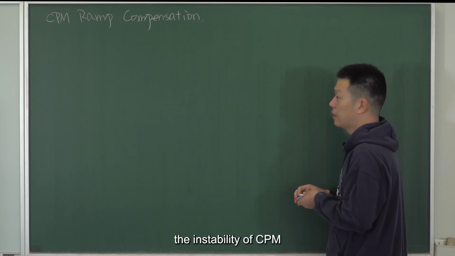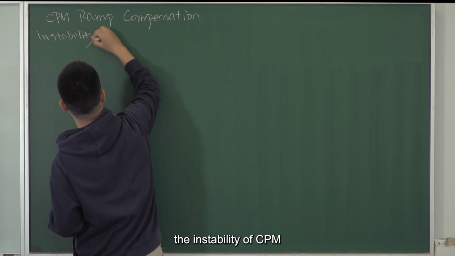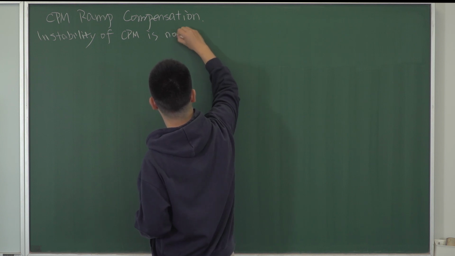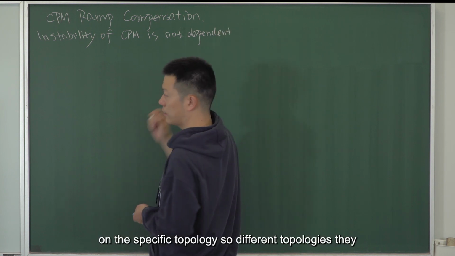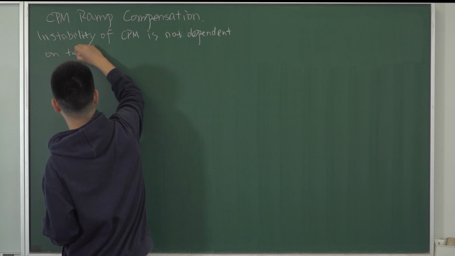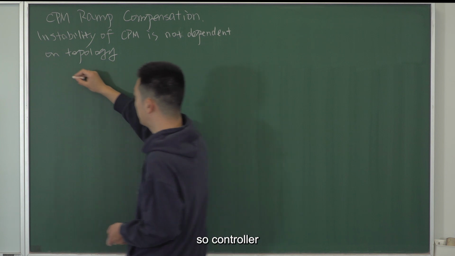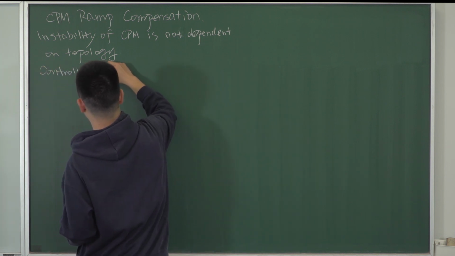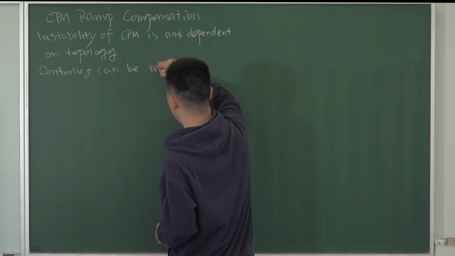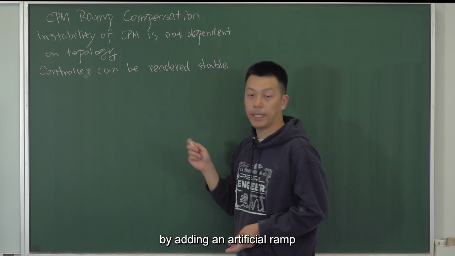So basically, the instability of CPM is not dependent on the specific topology. Different topologies all have these issues. And we can resolve this issue by introducing the ramp, right? So the controller can be rendered stable by adding an artificial ramp.